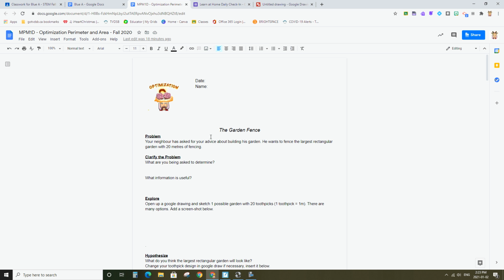All right, so for the garden fence, you are given 20 meters of fencing, and the objective is to design a garden using 20 meters of fencing. Now, for this part, the garden should be in a shape of a rectangle. So think about what is a possibility for a rectangle that has a perimeter of 20 meters. You're going to show this in Google Drawings.